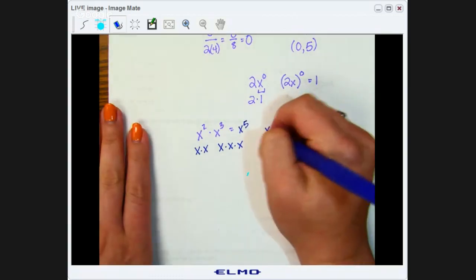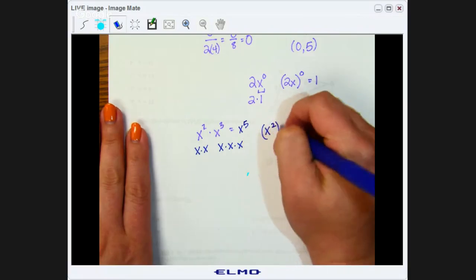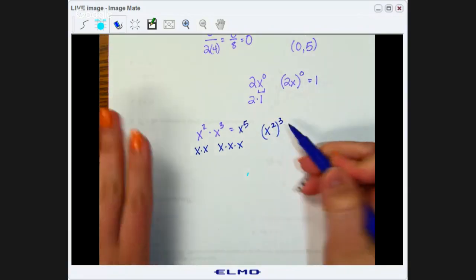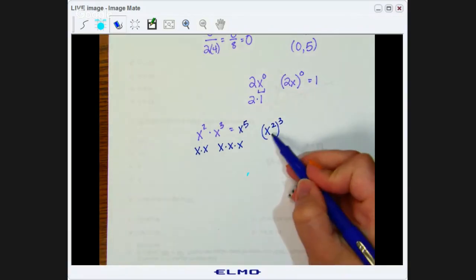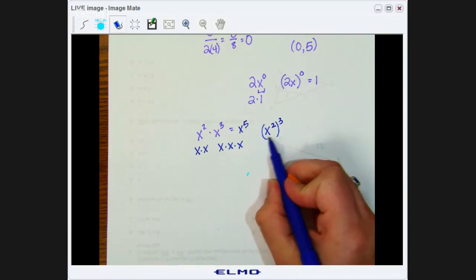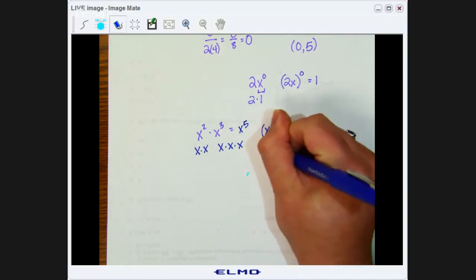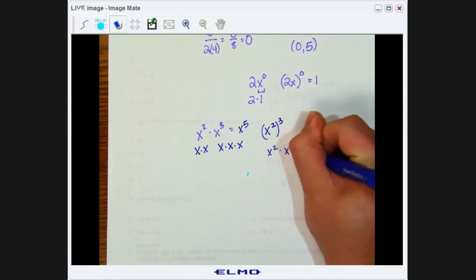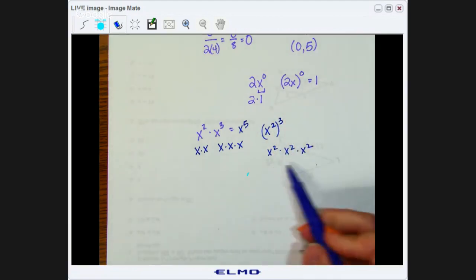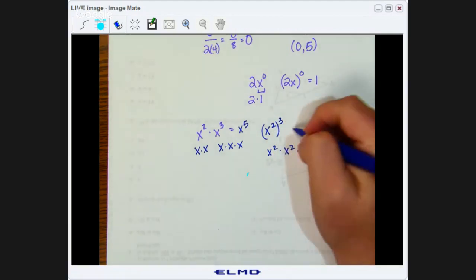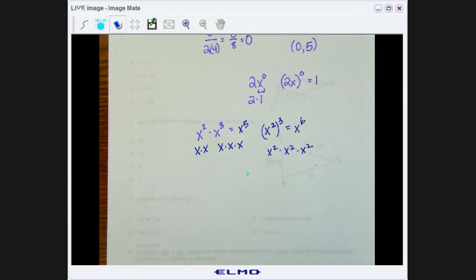Whereas if I had something like this where I have an exponent raised to an exponent, this is saying that I want this expression, the x squared, 3 times. So I want x squared times x squared times x squared. And then I could break it down even further, and I could see that when I have an exponent raised to an exponent, they're multiplied.